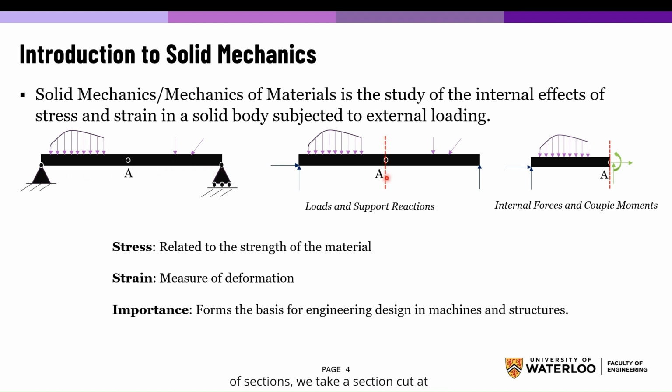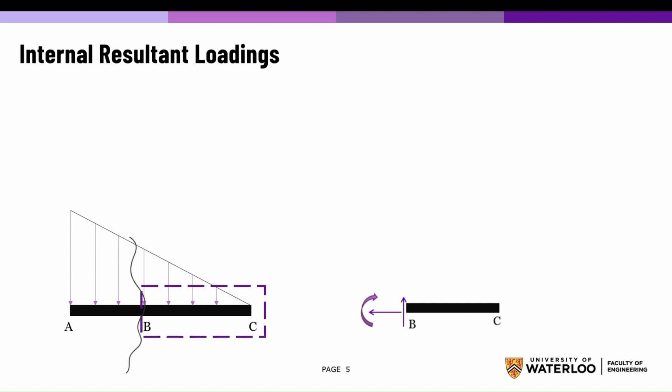By using the method of sections, we take a section cut at point A, which reveals the internal forces at point A. This includes the shear force, the normal force, and the moment. Internal resultant loadings. So imagine you have a beam holding up a structure. We see external forces acting on it, but what's happening inside the beam? To analyze this, we use the method of sections.